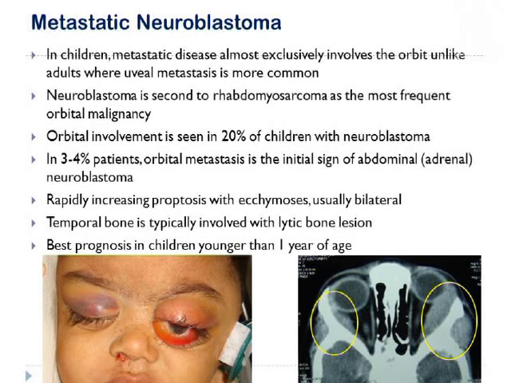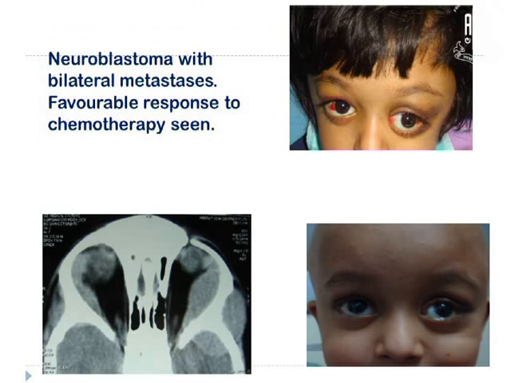And as you can see in this child, bilateral proptosis with ecchymosis, a very typical presentation of metastatic neuroblastoma. And if you see the imaging, again, very typically it involves the lateral part of the orbit. And as you can see here, the lateral bones and the soft tissue component all around this. So this is the typical picture of metastatic neuroblastoma. This is another child. Again, you can see the temporal bones are involved with the soft tissue component.